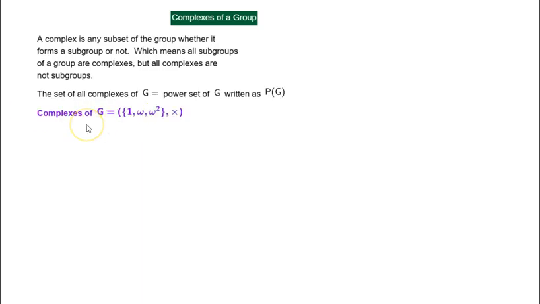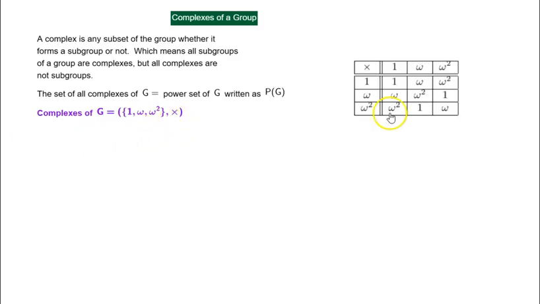Let's look at an example. Let's take the group of cube roots of unity under multiplication. We know the Cayley table. The order of this group is 3. So the power set of G will contain 2 to the power of 3, equal to 8 subsets, called complexes.